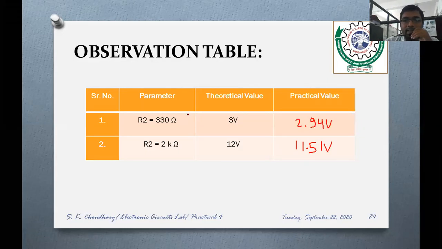And why have these changes come? Because we have changed the value of R2 from 336 ohm to 330 ohm and from 2.06 kilo ohm to 2 kilo ohm. So as per the practical availability of the resistor, we have changed this value and got the change in the output voltage also. Now we have to find out these two values and the output voltage according to our design.